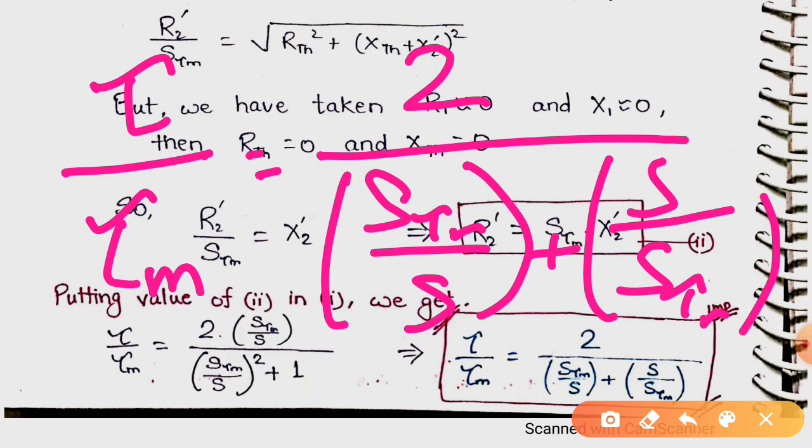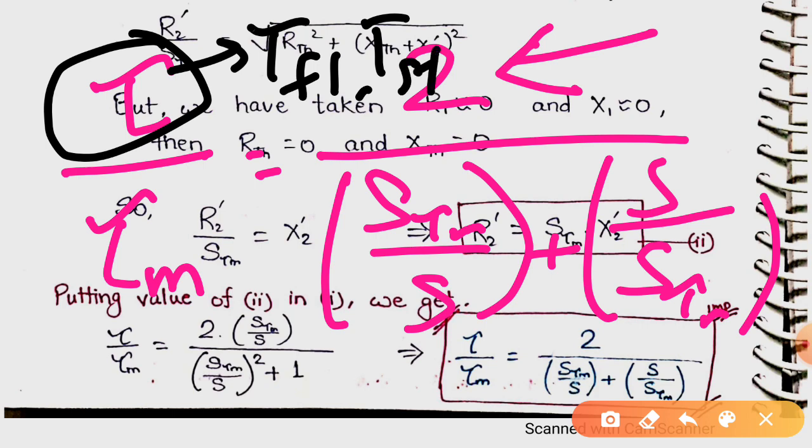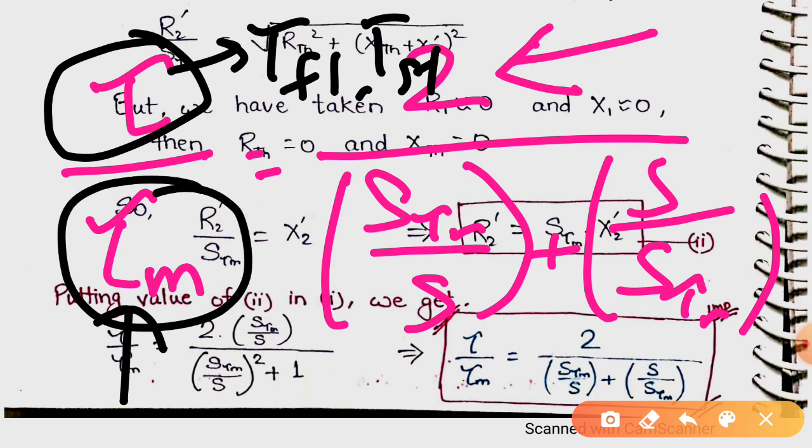One mistake which is commonly made by students is that they miss this 2 in the numerator. You must not forget this part. And this tau can be anything. This can be your full load torque, your starting torque or half load torque, anything, but in the denominator it is always the maximum torque. So you must remember this.